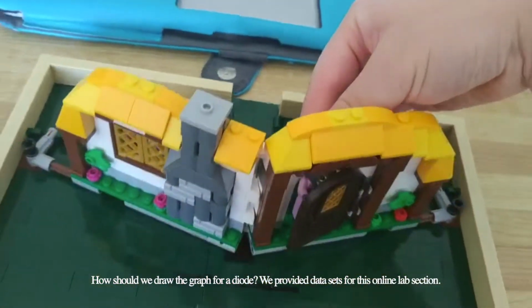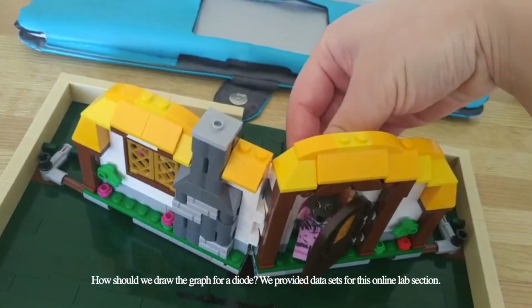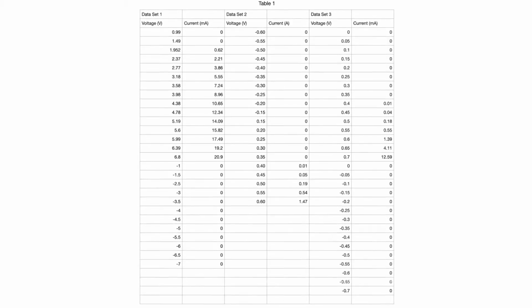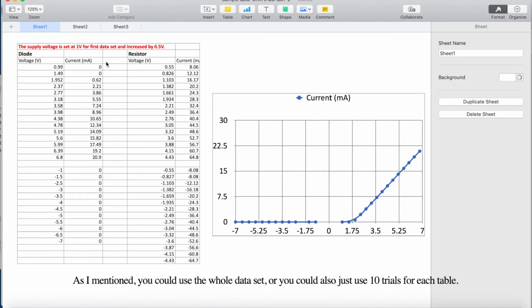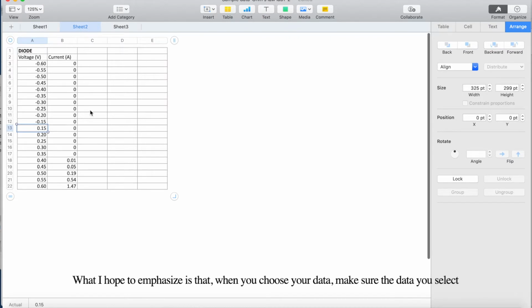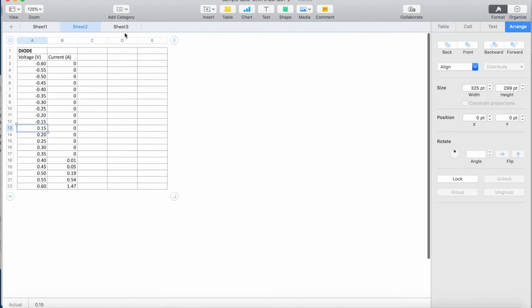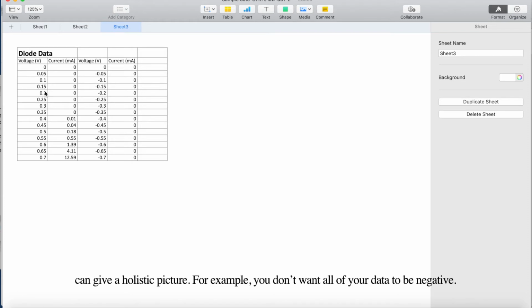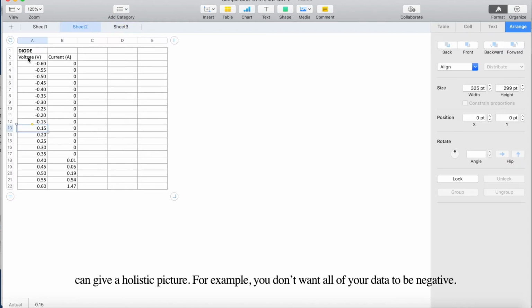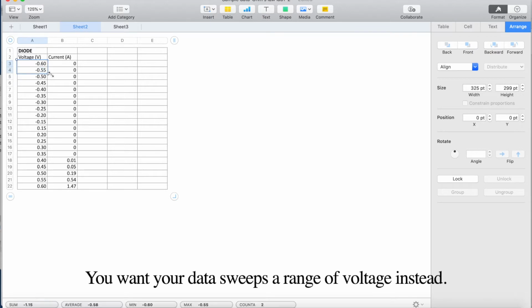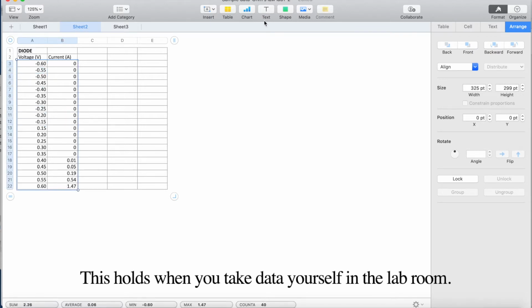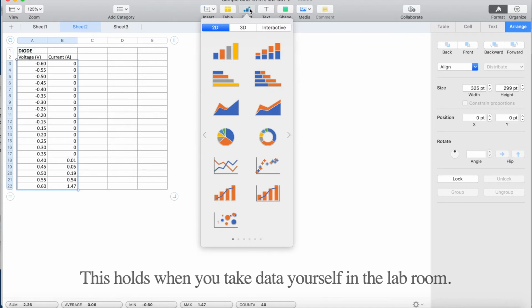How could we draw the graph for a diode? We provided data sets for this online lab section. As I mentioned, you could use a whole data set, or you could just use 10 trials for each table. What I hope to emphasize is that when you choose your data, make sure the data you select can give a holistic picture. For example, you don't want all of your data to be negative. You want your data with a range of voltage instead. This holds when you take data yourself in the lab room.